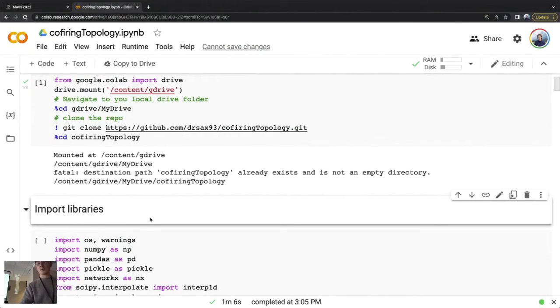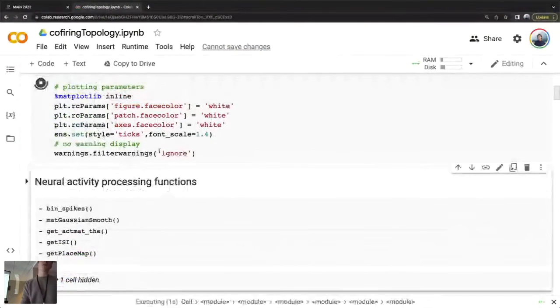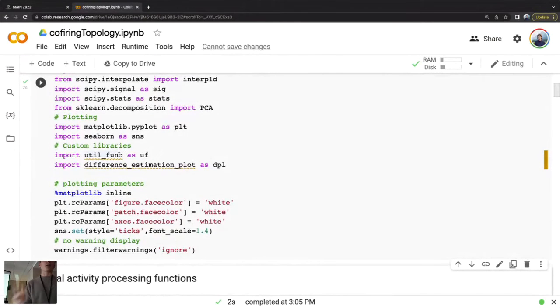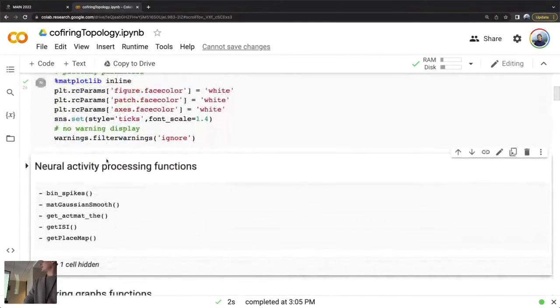Now we're going to import the usual libraries. I'm actually going to use two custom libraries, but all the functions are also present in this notebook. So in the GitHub repo, there is one utilfunc.py, which is basically containing all the custom functions. I did copy them here if you want to have a look later.